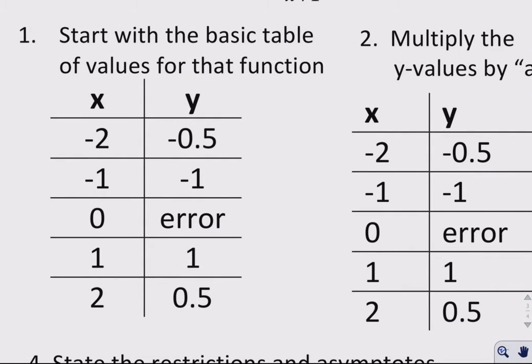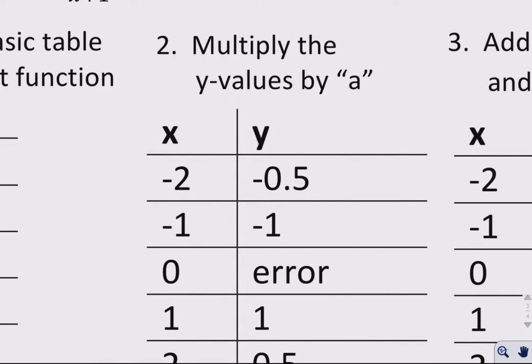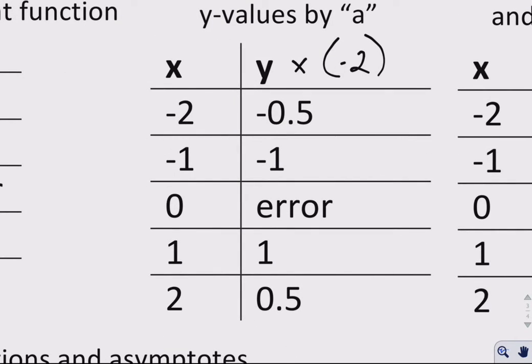We have our basic table of values to begin with. We multiply the y values by a, which in this case is going to be -2. That gives us 2 here. The error is the same, we still get an error. And the 1 becomes -2, the 0.5 becomes -1. So you'll notice that basically the negatives have interchanged with the positives, and also, you see some kind of symmetry going on here amongst these numbers.